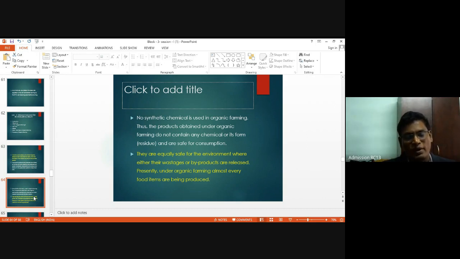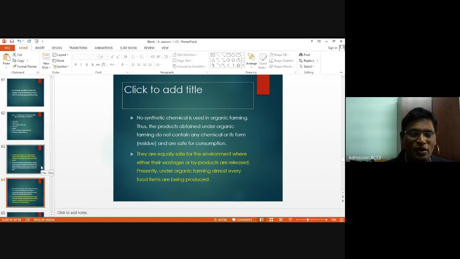So that is the meaning for that. Organic farming means fewer chemicals are used. It is equally safe for the environment, whether through wastage or byproducts released. The products grown by organic farming are produced with minimum waste byproduct, and what is released to the environment will cause less damage to the environment.